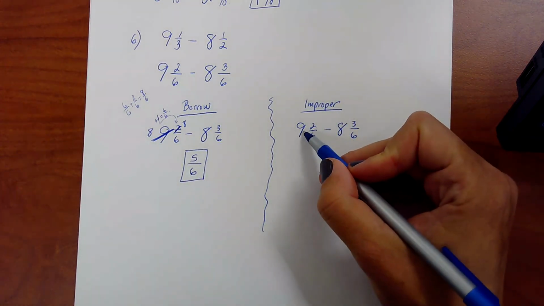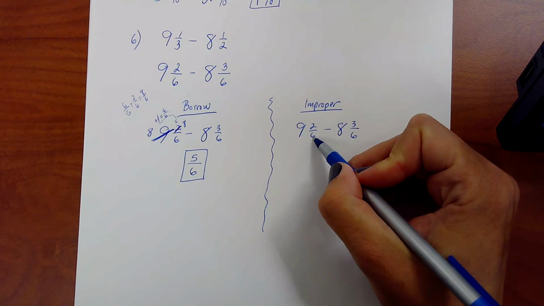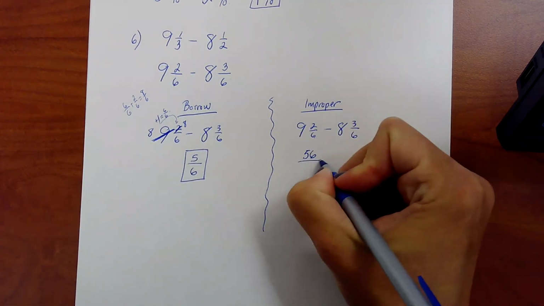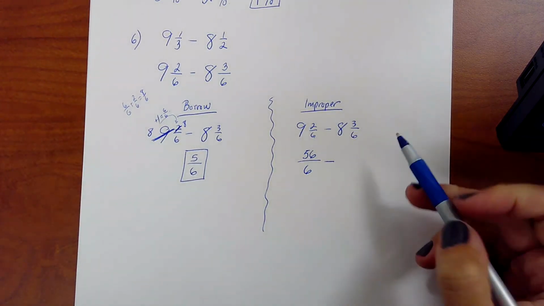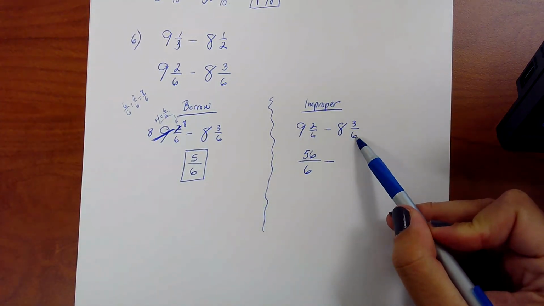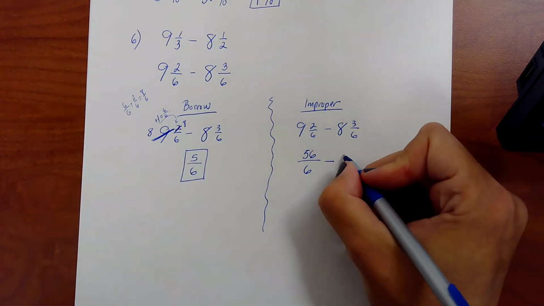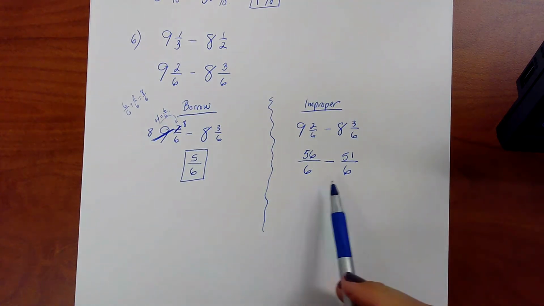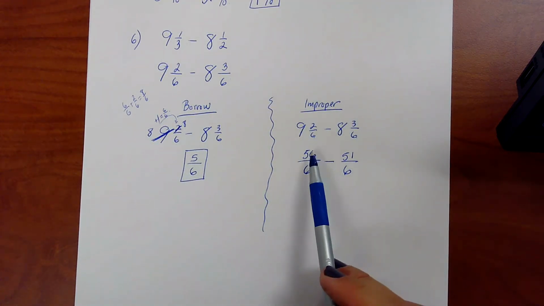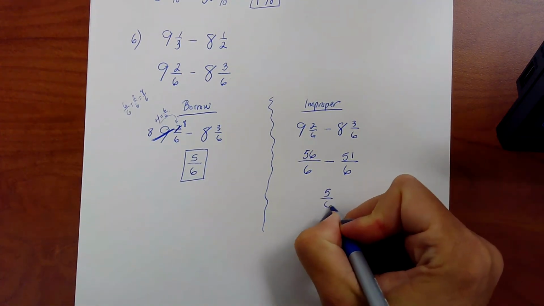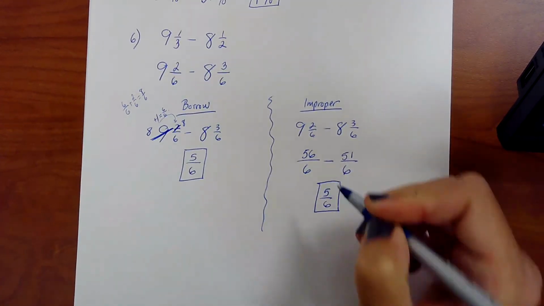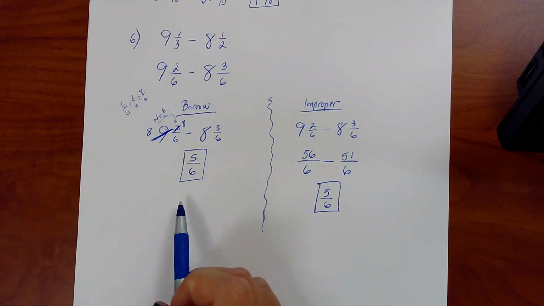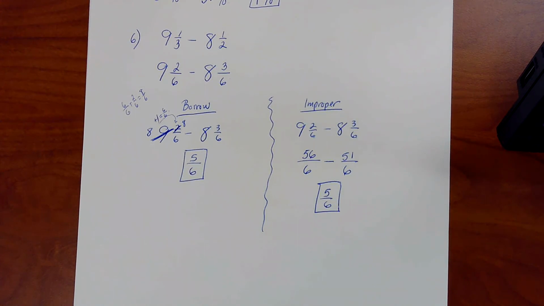So to make it improper, you're going to do the whole number times the denominator. So 9 times 6 is 54, plus 2 is 56. You keep the denominator. 8 times 6 is 48, 49, 50, 51. Keep the denominator. Then you already have common denominators. You can just subtract 56 minus 51, and you get to the same answer. Thank goodness. Okay, so you have a choice. You can either borrow or make it improper.